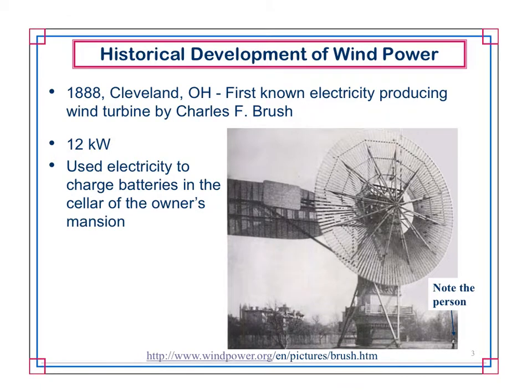So let's take a look at the very first electricity-producing wind turbine. This is the key thing. It actually was in Cleveland, believe it or not, so it was in the United States. When you think of wind turbines, you don't necessarily think of the US as being a pioneer, but we were pioneers in terms of electricity generation. 12 kilowatts was the output, which doesn't seem like that much, but back in the day, that was actually quite a bit. And it really was primarily charging batteries in the owner's basement so that they could use lights.